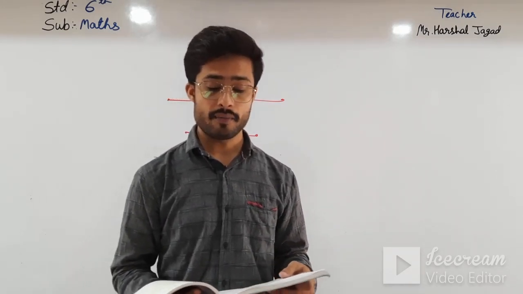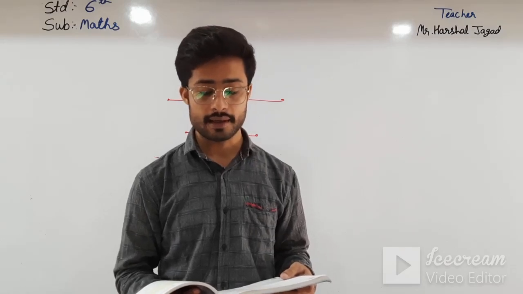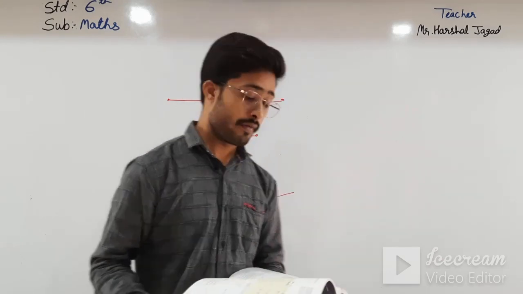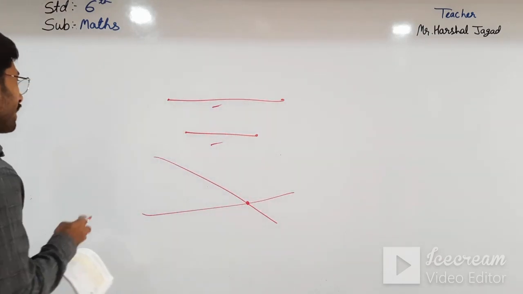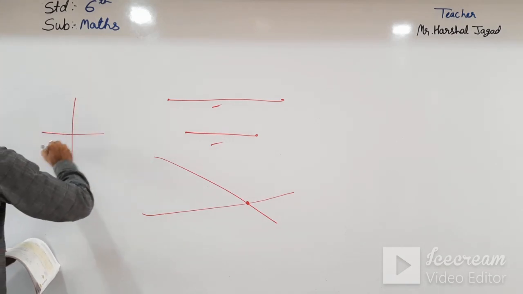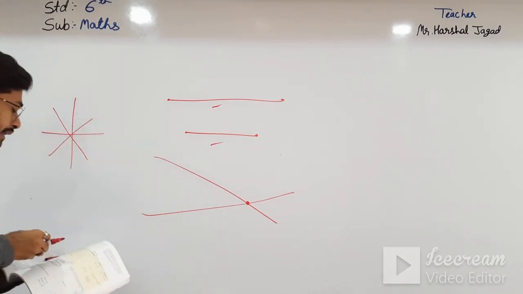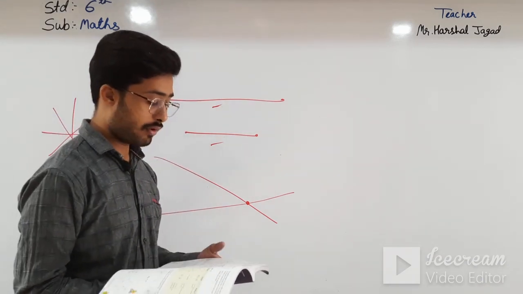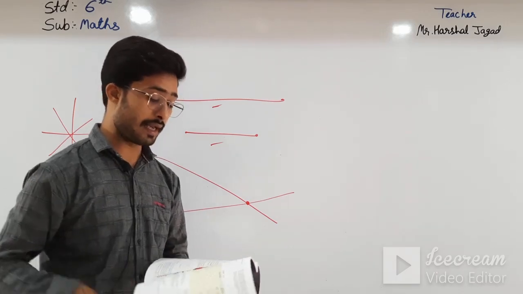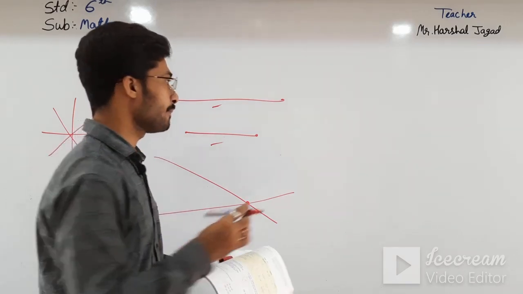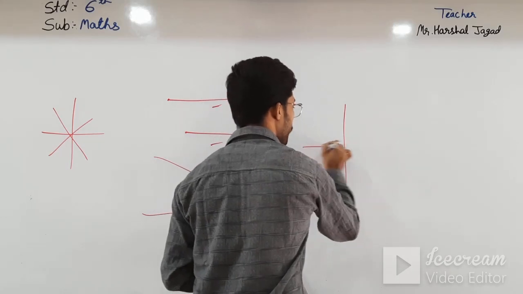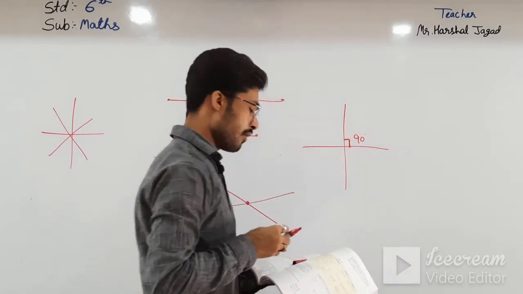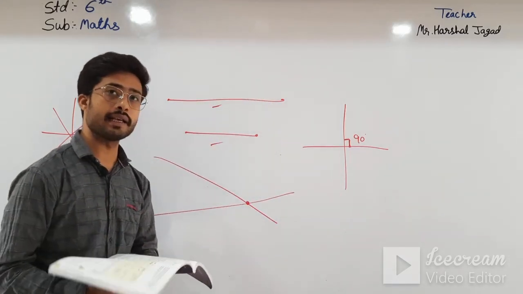And if three or more lines intersect at the same point, then those lines are known as concurrent lines. It means three or more lines connect with each other at the same point, then they are known as concurrent lines. Okay students, and next comes the perpendicular line. What is a perpendicular line? Lines are perpendicular when they form a 90 degree angle.